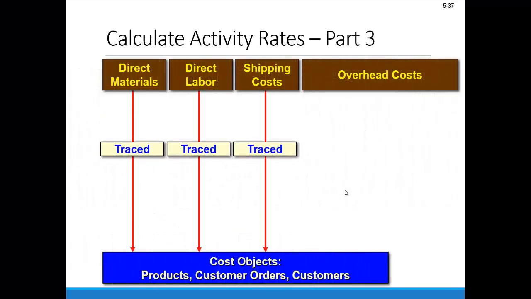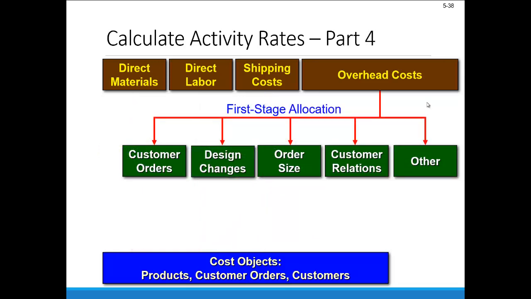So to recap where we're at here so far in our ABC system, as we discussed earlier, we're still tracing any direct cost to our cost objects. So any direct materials, direct labor, any direct selling costs, things like shipping. Again, tracing those directly to the appropriate cost object, whether that's the product, customer, or whatever. Then all those overhead costs, both manufacturing and non-manufacturing overhead costs under this ABC definition, via a first stage allocation, we assigned to our individual activity cost pools.